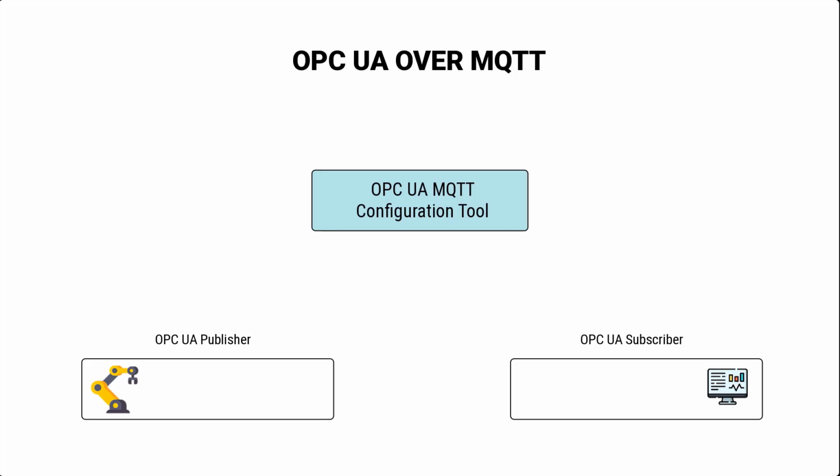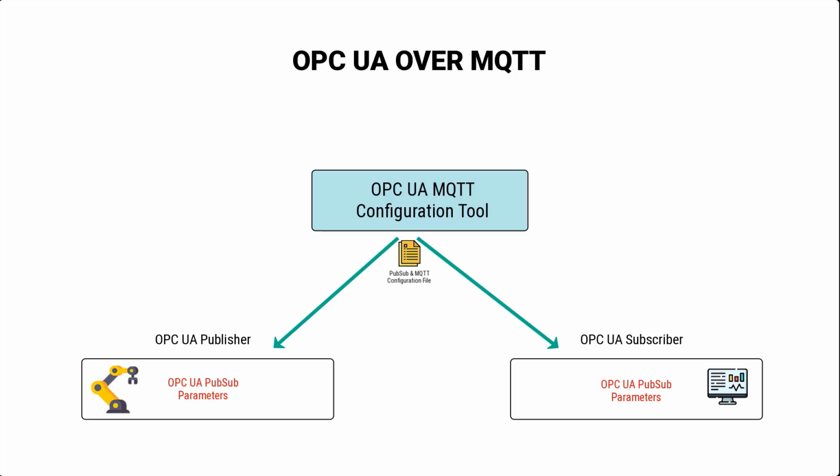OPC UA over MQTT uses a standard configuration tool to map elements defined in the PubSub specification, such as publisher IDs and dataset writers, to an MQTT topic tree in a way that follows an OPC UA recommended MQTT topic structure. The configuration information can be uploaded or downloaded from devices and machines in the form of a compact file that follows a standard OPC UA PubSub configuration information model, meaning that you can use a configuration tool developed by one vendor to remotely perform MQTT topic structure configuration on a machine built by a different vendor.